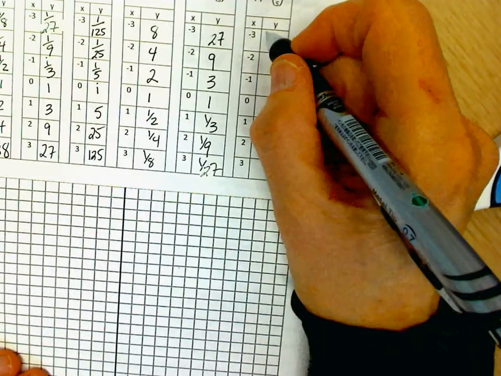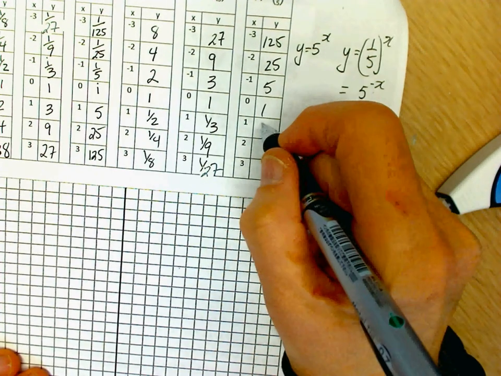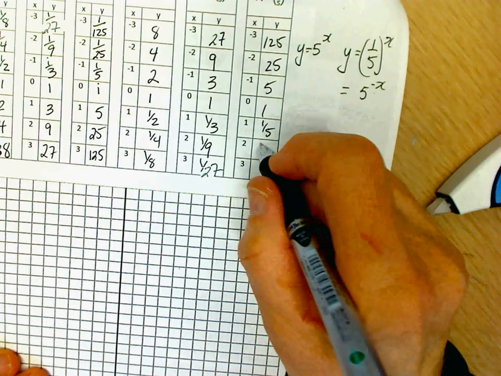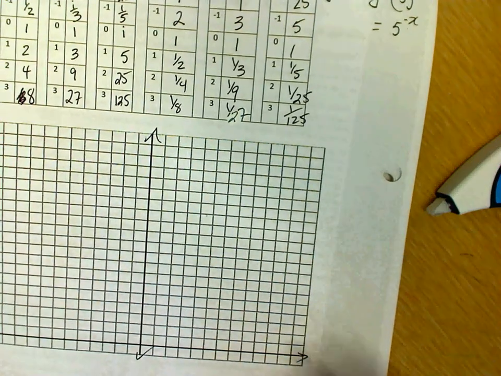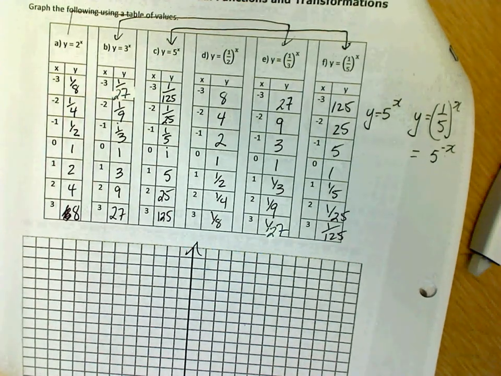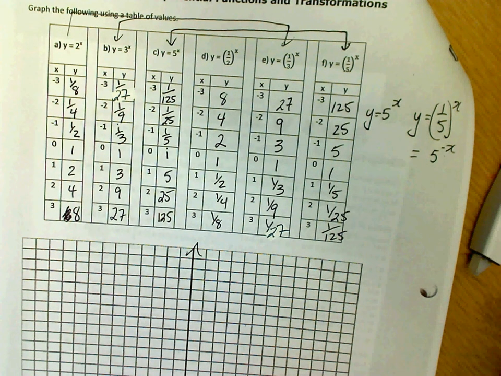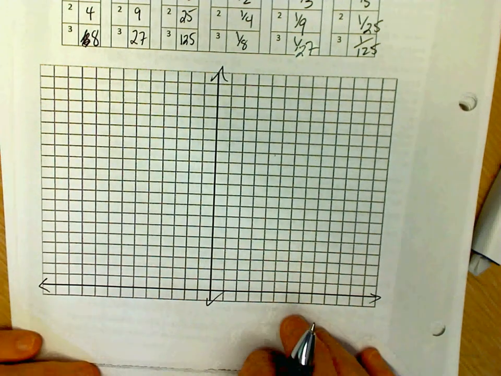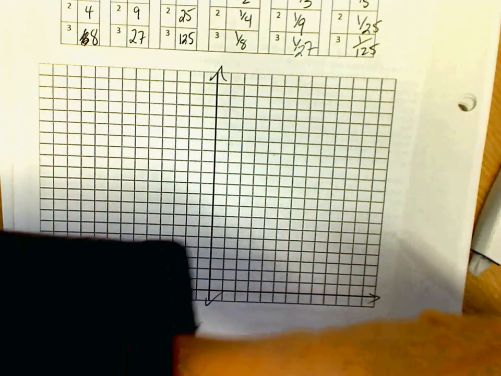Here we have 1/5 to the negative 3, which is 125, then 25, 5, 1, 1/5, 1 over 25, and 1 over 125. Let's graph all 6 of these so you can see, and we'll make some generalizations of what the exponential function looks like. This is very important for next year because the inverse of the exponential function is the logarithmic function, and you'll learn that in advanced functions. Isn't that exciting? You have to say that more enthusiastically.